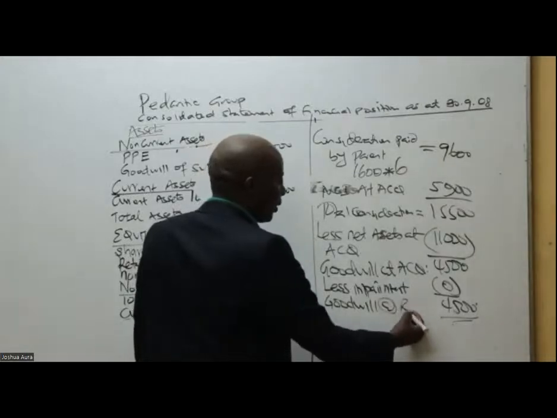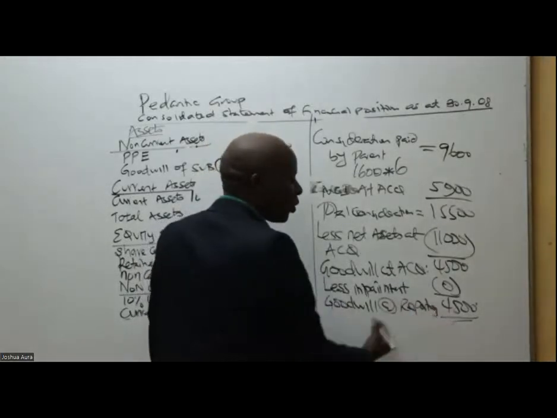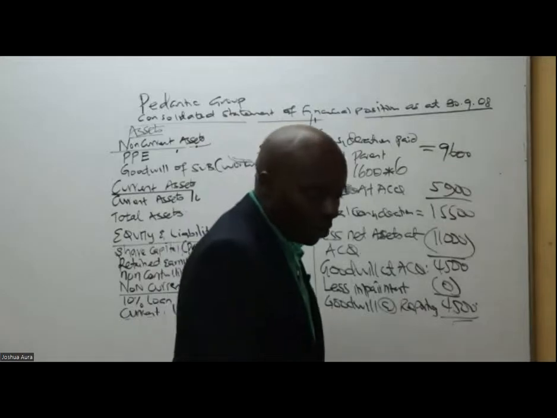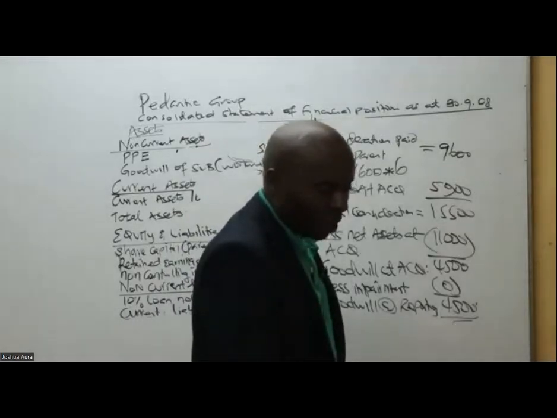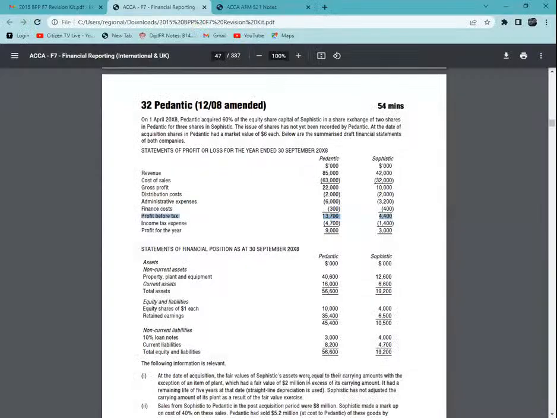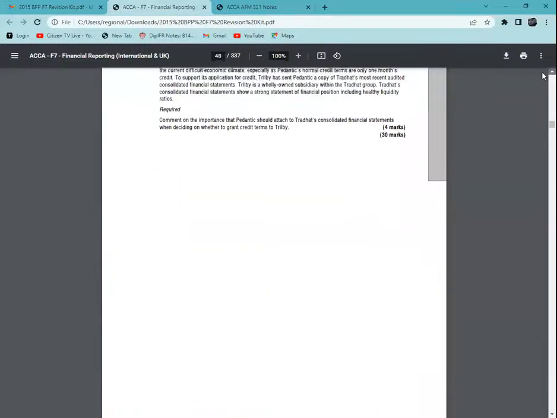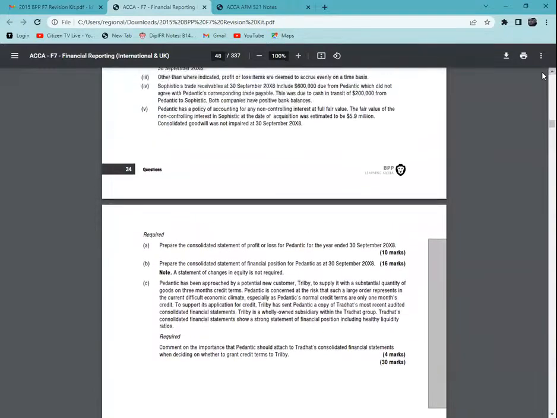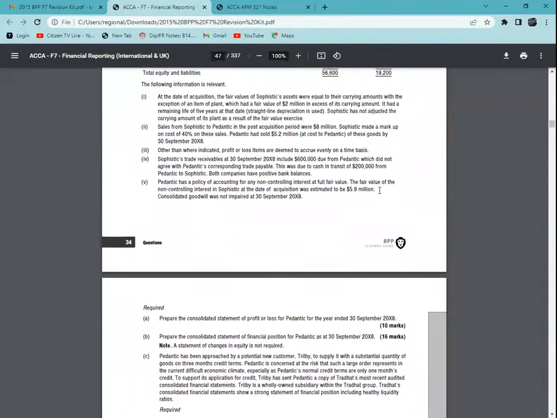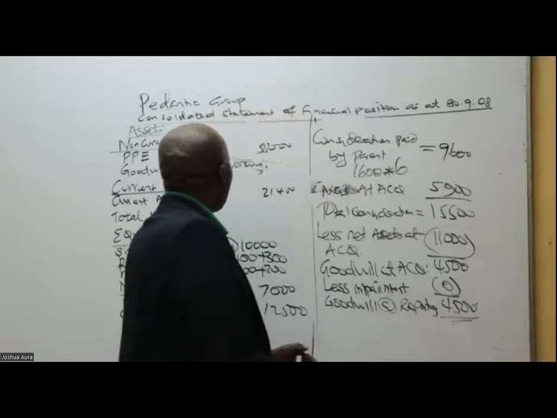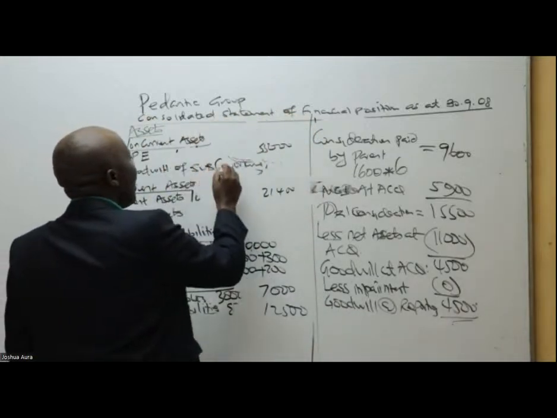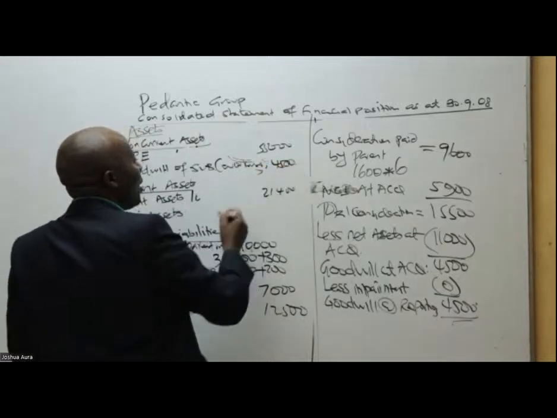Goodwill at reporting. They told us somewhere down here that goodwill was not impaired as an asset. Goodwill was not impaired at all. Unless I'm dreaming, they told us precisely that the fair value of NCI, consolidated goodwill was not impaired as at the date. No impairment loss. So 4,500 is what I expect you to bring here. Goodwill 4,500.